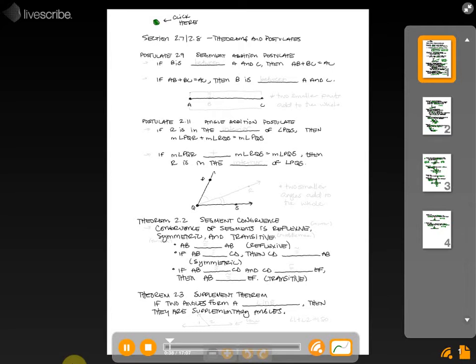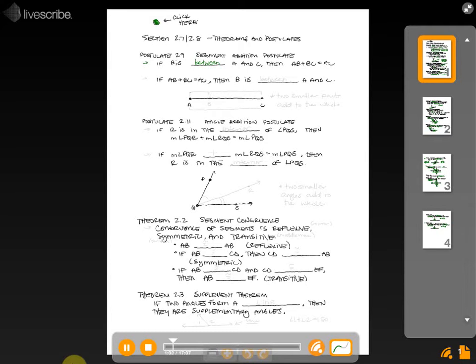Alright, let's start with postulate 2.9. It is the segment addition postulate, and this is something we already know. We've been dealing with this in chapter 1. It says if B is between A and C, then AB plus BC equals AC. That's our big idea where the 2 smaller pieces add to the whole thing.